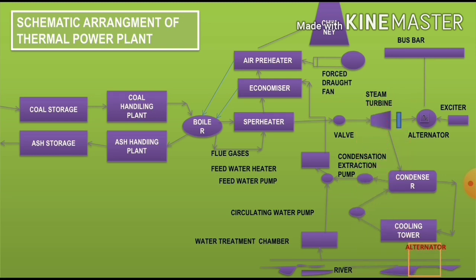And the fourth one is the alternator. Regarding this alternator, the steam turbine is coupled to an alternator. This alternator converts the mechanical energy of the turbine into electrical energy. The electrical output from the alternator is driven to the bus bar through transformer, circuit breakers and isolators.